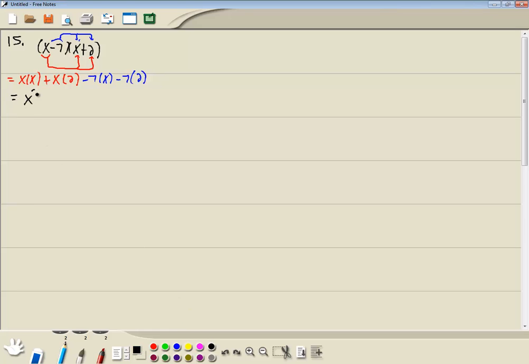Well, x times x is x squared, x times 2 is 2x, minus 7x, minus 7 times 2 is 14. And always combine together like terms. 2x minus 7x is negative 5x, and that's our answer.